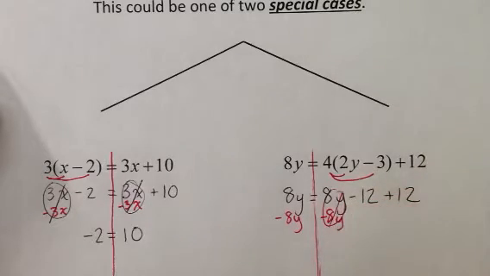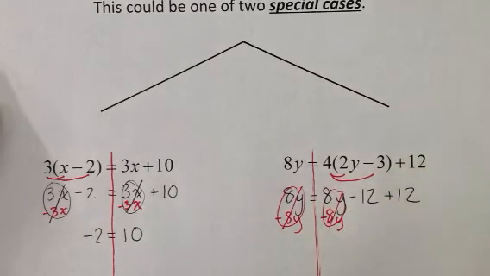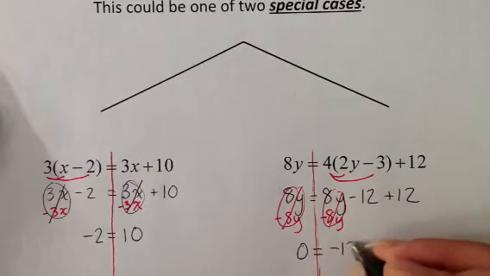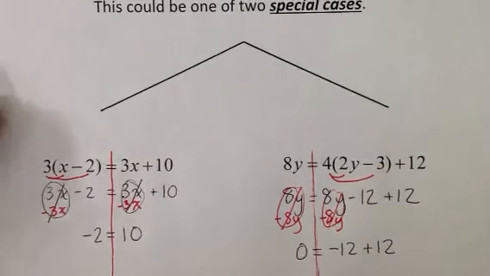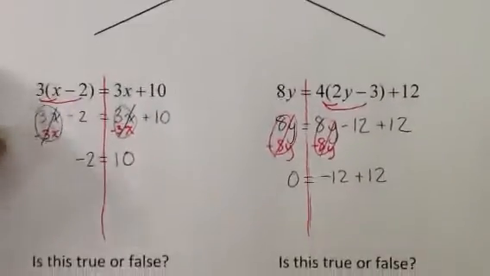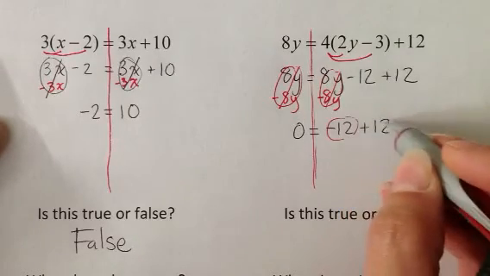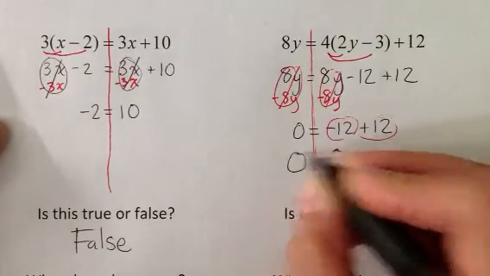So I get 0 over here, and again I've got 0 over here. So my variable has canceled out once again. So I have 0 on the left, negative 12 plus 12 on the right, and the inverse property of addition says that when I add opposites, negative 12 plus 12, I'm going to get 0 on the right as well.